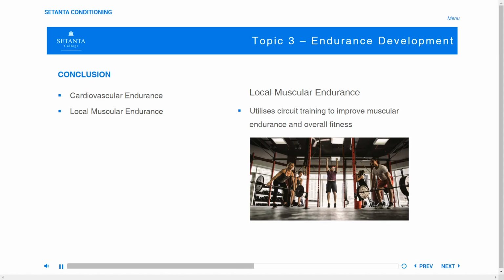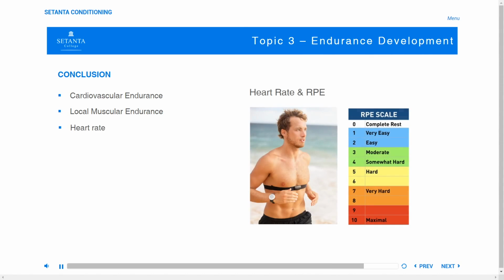The combination of both these methods for improving cardiovascular and muscular endurance should be included in your overall program, as they not only improve overall fitness, but also provide you with many important health benefits that will benefit you in everyday life. Finally, we described heart rate and RPE as a function of controlling exercise intensity during cardiovascular training.